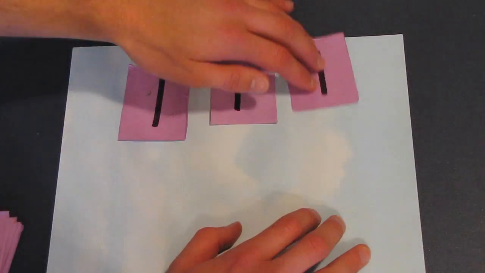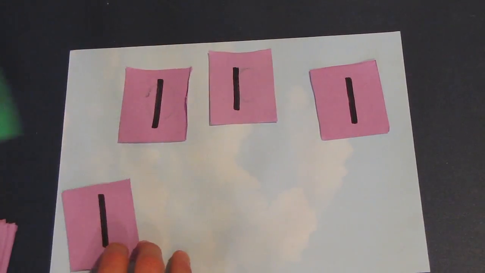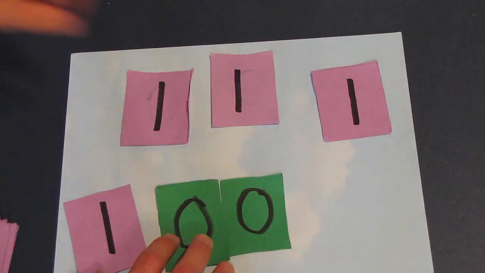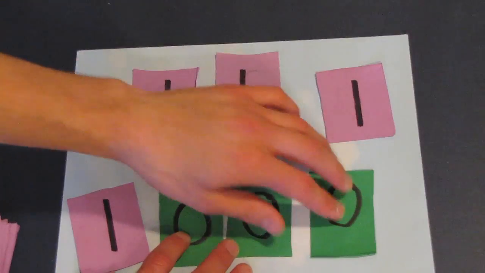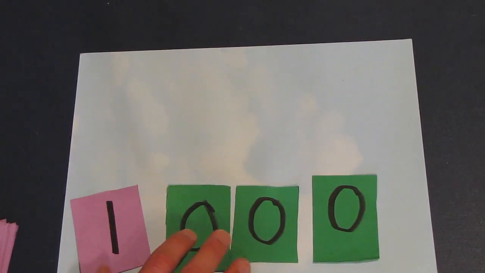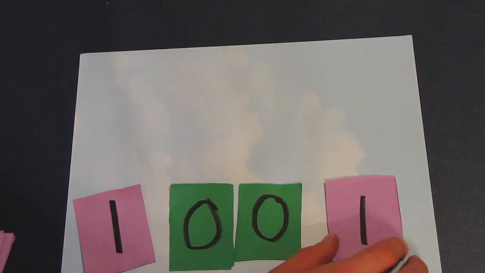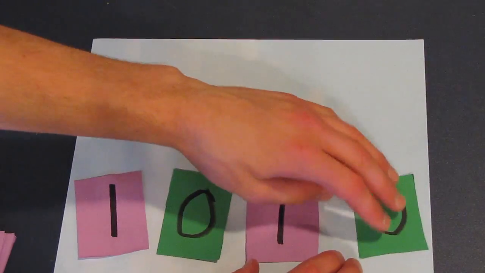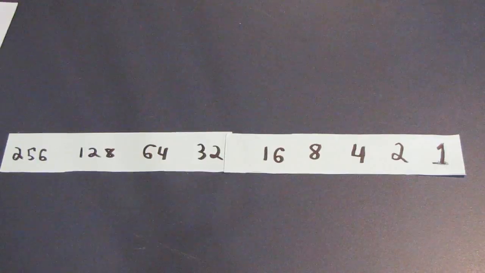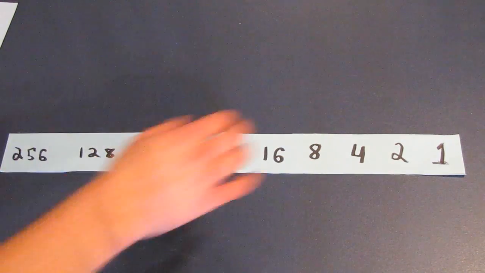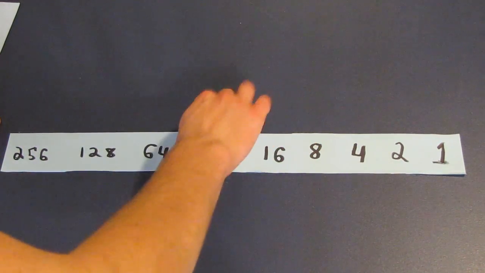Let's get them up here. And we add a 1. So here we have 8. Now if we want to represent 9, add a 1. If we want to represent 10, we have to scoot this up 1 and add a 0. So this is 10. So here is what each spot represents.